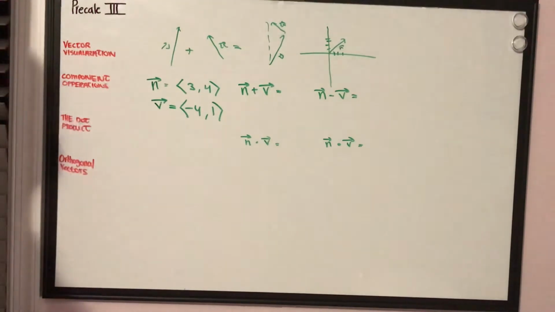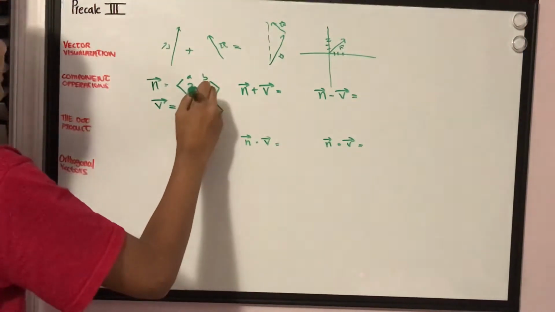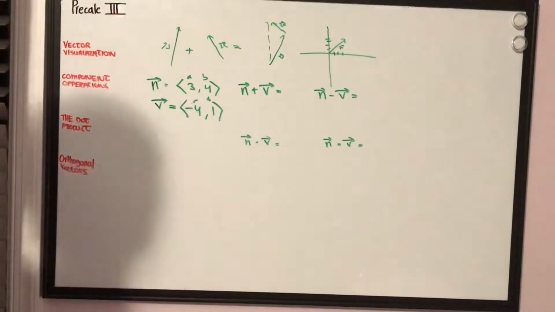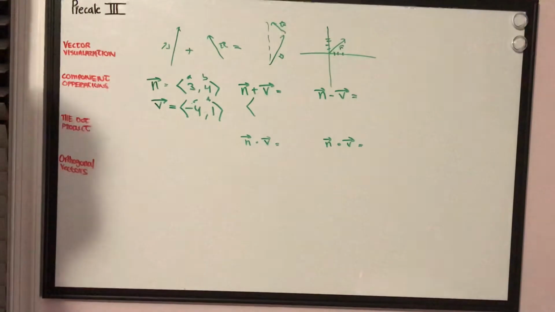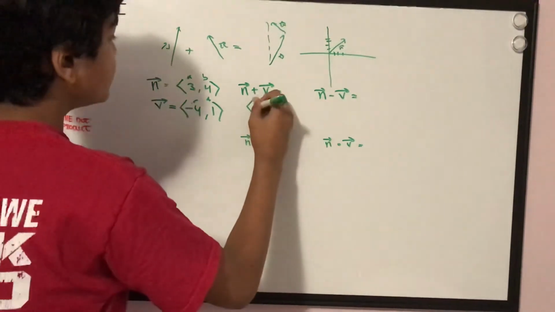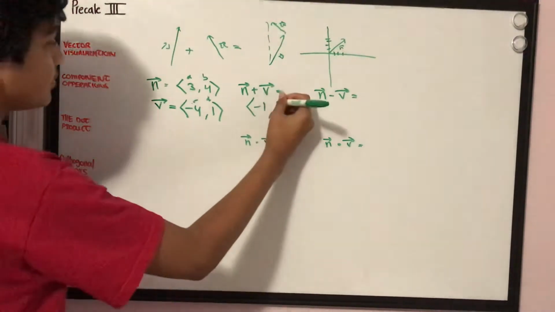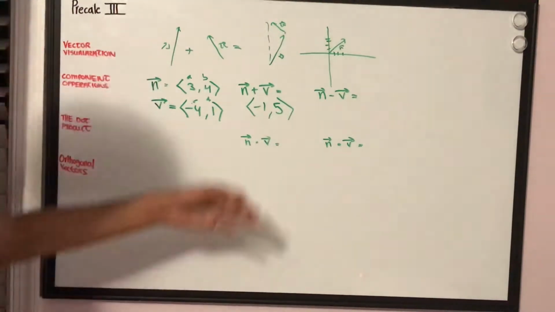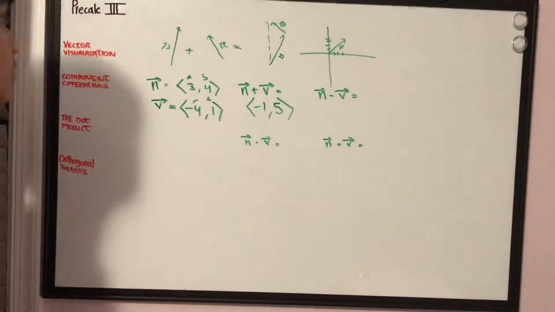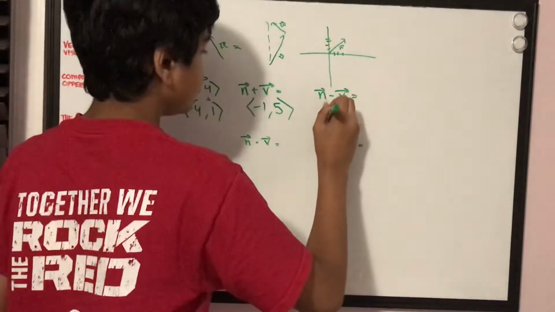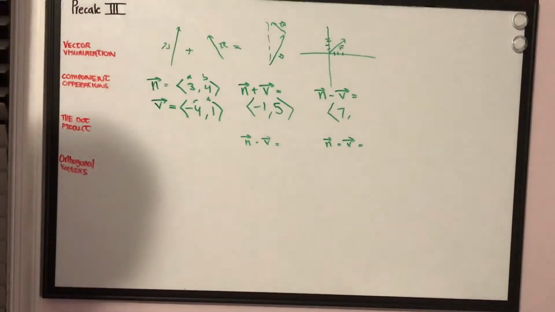The addition of vectors is basically like regular addition. You add a, b and c, d: we add a and c, and we add b and d, and we get a vector like that. So the additions would be 3 plus negative 4, which would be -1, and 4 plus 1, which would be 5. That would be the addition of vector n plus vector v. Vector n minus vector v would be 3 plus 4, which is 7, and 4 minus 1, which is 3.